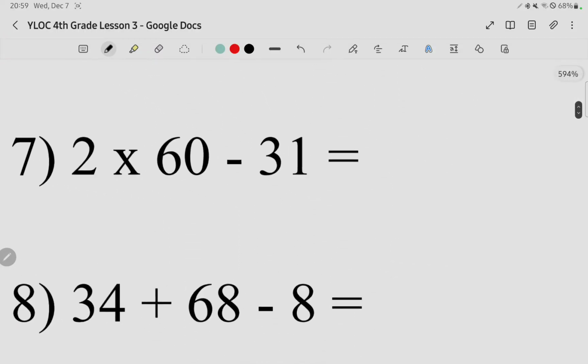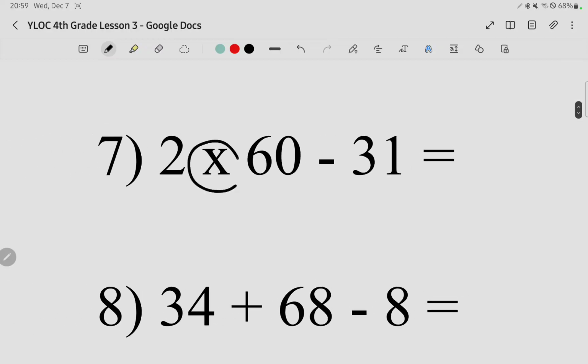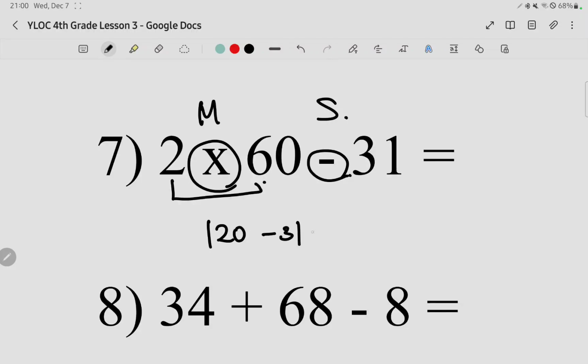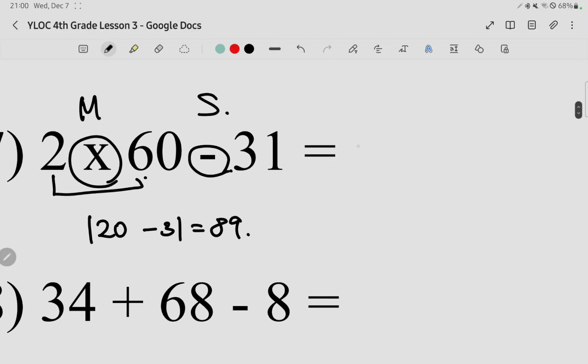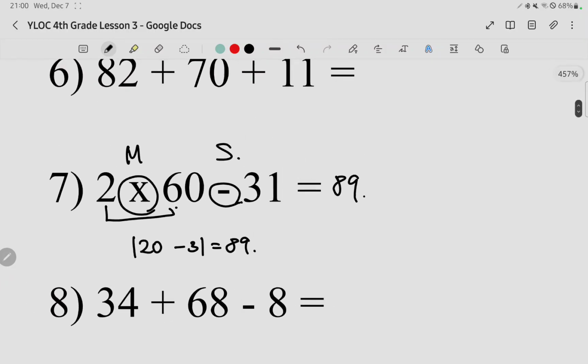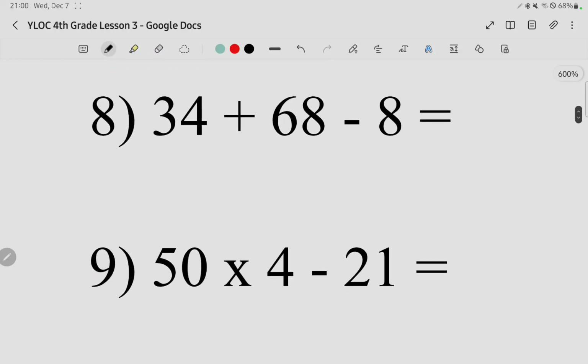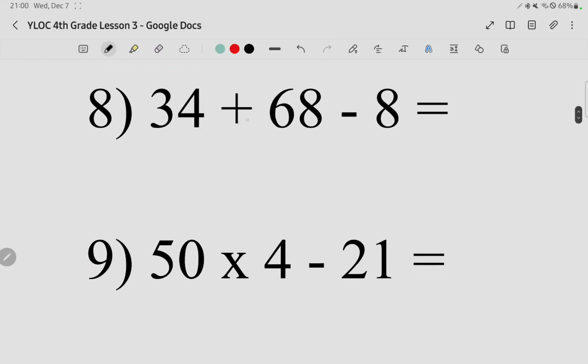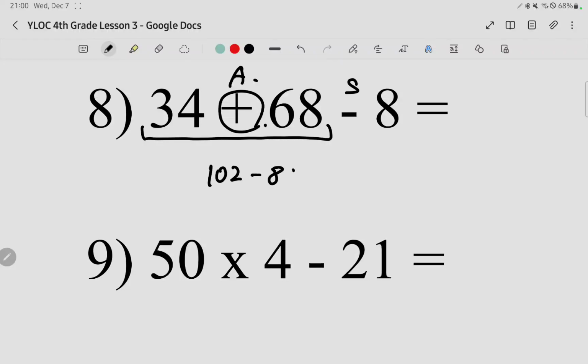Number 7. This is multiplication, which is M, and this is subtraction, which is S. Multiplication comes before subtraction, so you have to multiply 2 and 60, which is 120, and subtract 31, which is 89. So this becomes 89. Number 8. This is addition and this is subtraction. So let's add these first. This becomes 102, subtracted by 8 is 94.